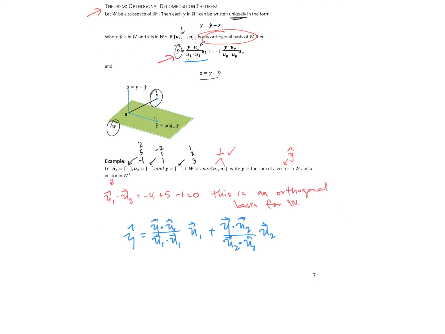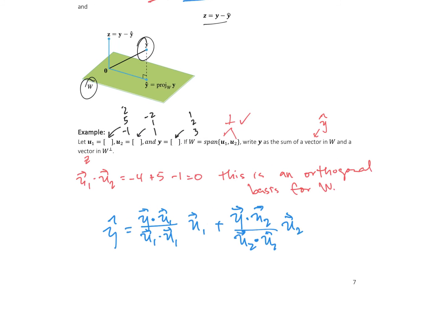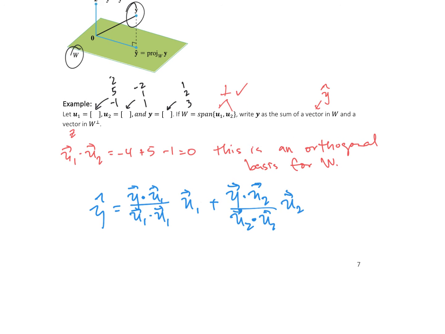Okay, so our result here is going to be a vector. Yay, vectors. We're going to take y dotted with u1. So 1 times 2 is 2, 2 times 5 is 10, 3 times -1 is -3, over 4 plus 25 plus 1, times the vector 2, 5, -1. We'll come back and simplify this after we get this all down.